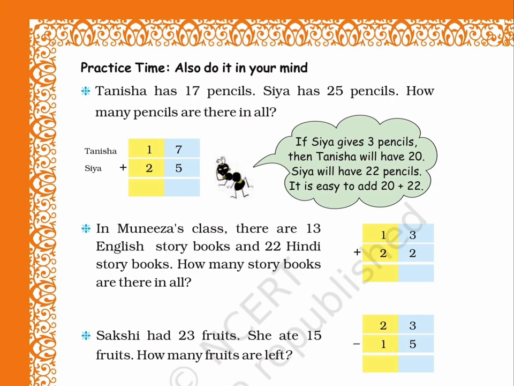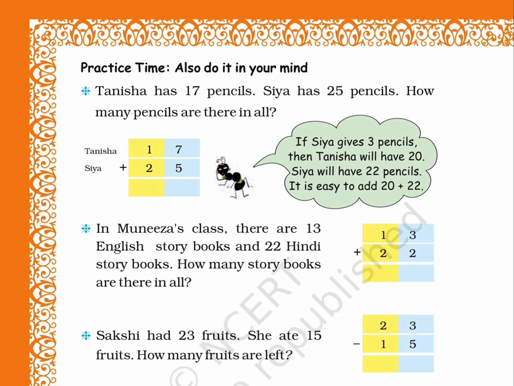At right side of table, a small ant is saying, "If Sia gives 3 pencils, then Tanisha will have 20. Sia will have 22 pencils. It is easy to add 20 plus 22." Question 2.